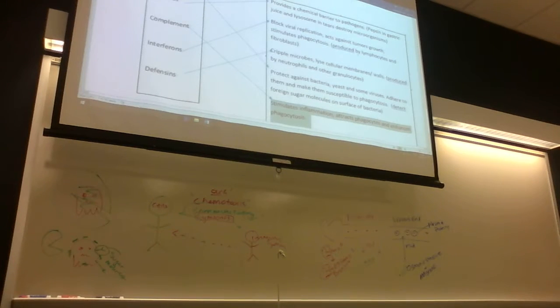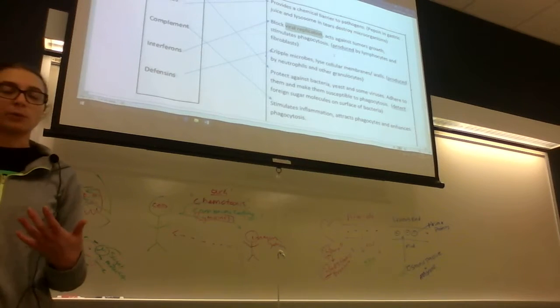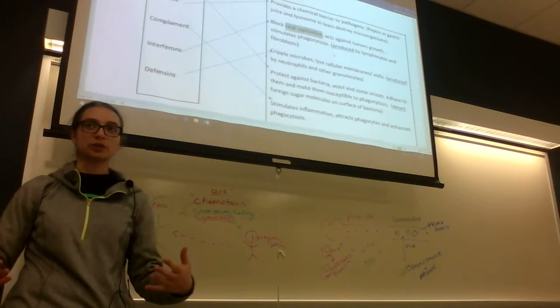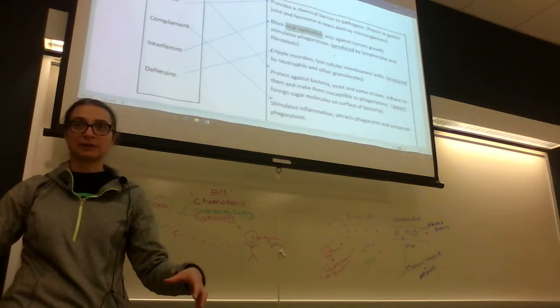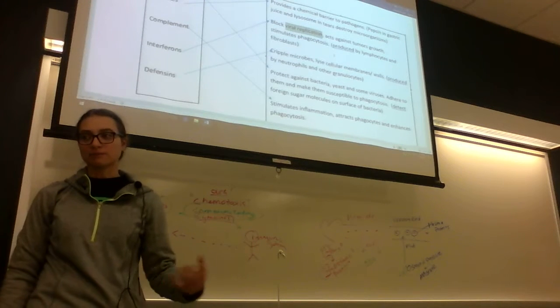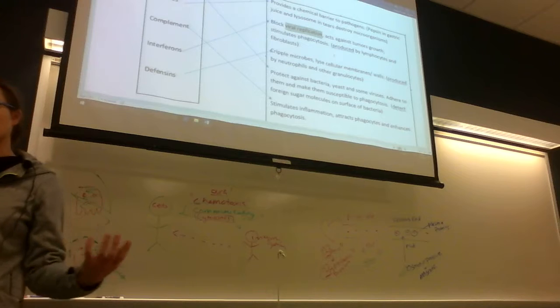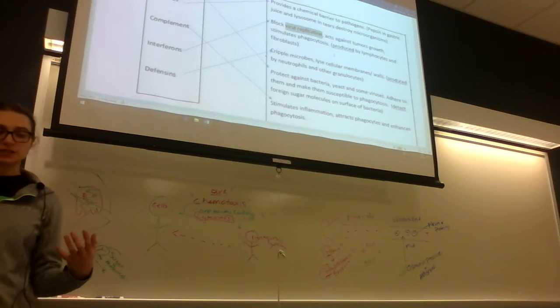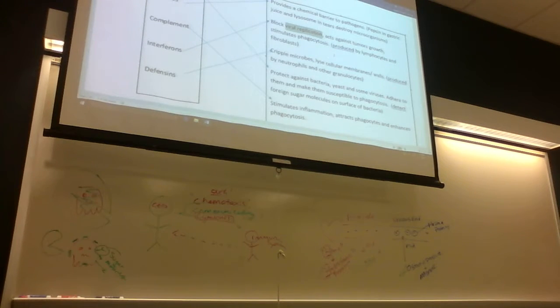Next we have interferons, and I like to think of interferon as in interfering. Interferons interfere with things, and more specifically, they interfere with viral replication. In order for a virus to take over the body, it has to reproduce and form an army to attack the body. But if you have interferon in your body, it blocks viruses from replicating. It also acts against tumor growth.